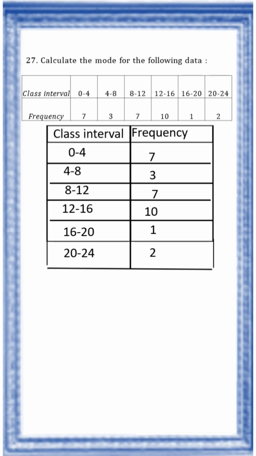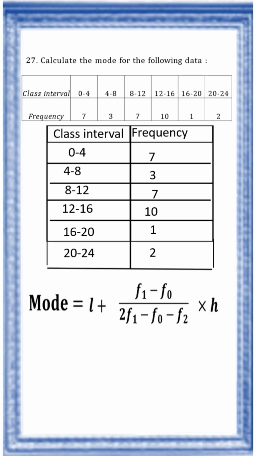And now we have to calculate mode by using the formula L plus (f1 minus f0) upon (2 f1 minus f0 minus f2) into h. Now let us see which class interval has the highest frequency. Here 10 is the highest frequency, so this is f1. The class interval corresponding to the highest frequency is 12 to 16. So 12 to 16 is the modal class.